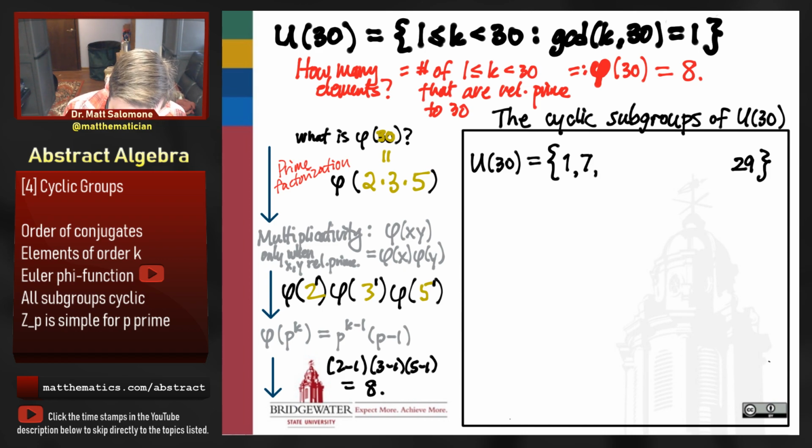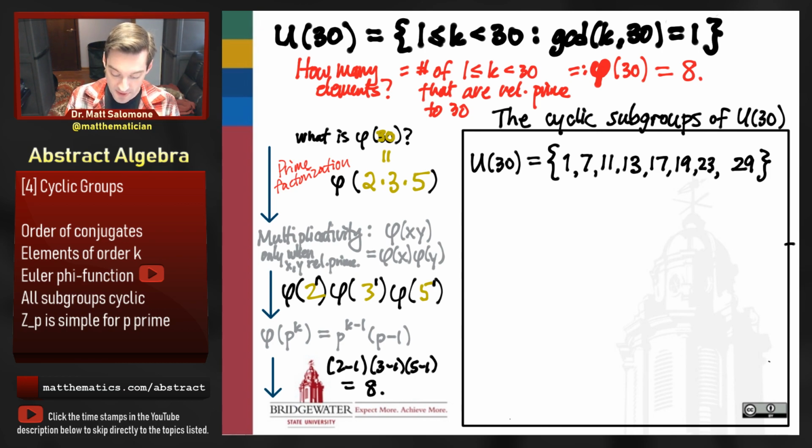And then after 7, 8's out, 9's out, 10 is out, 11 is in, 12 is out, 13 is in, 14 is out, 15 is out, 16 is out, 17 is in, 18 is out, 19 is in, 20 is out, 21 is out, 22 is out, 23 is in, 24 is out, 25 is out, 26 is out, 27 is out, 28 is out. We have all 8 of our elements right here. So here are my 8 elements that make up U30.